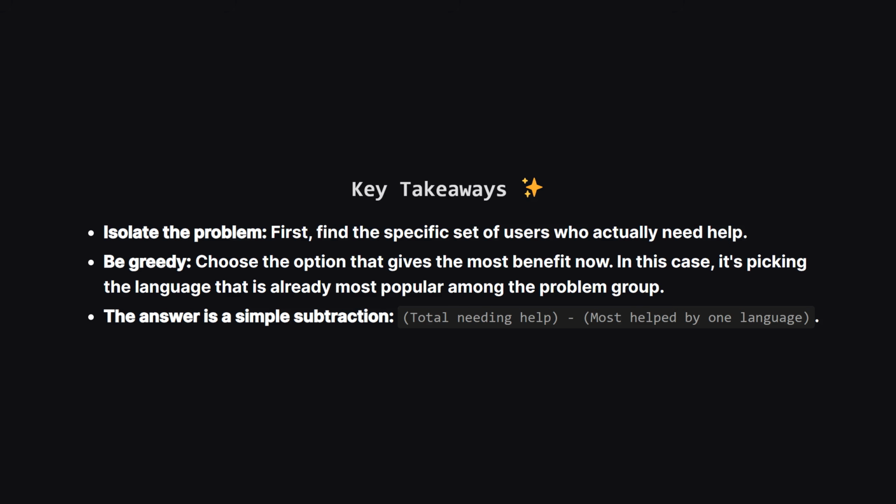So to wrap it all up, the core idea here is really powerful. First, you narrow down the scope of the problem. Don't worry about everyone, just find the specific people who are part of a communication breakdown. Once you have that group, a greedy strategy works perfectly. Pick the language that helps the most people for free. The final answer is just the total number of people who need help, minus the number of people your best language choice already covers.